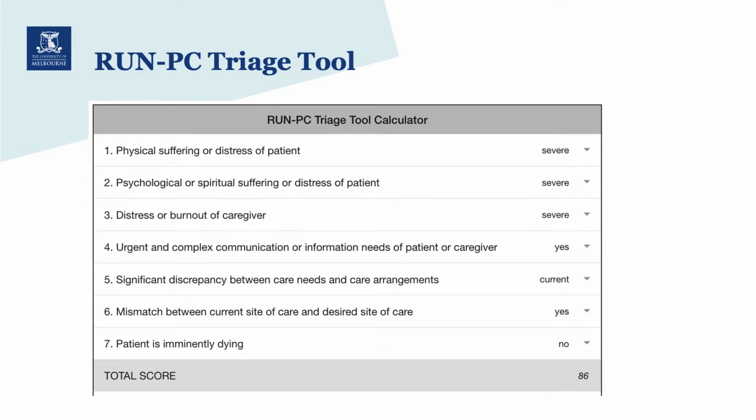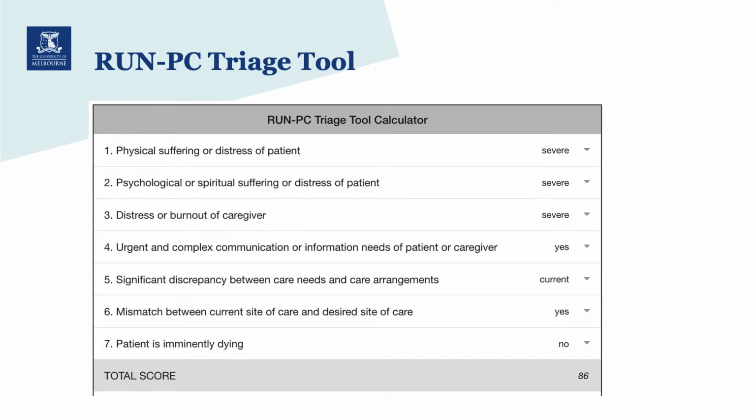So there's these concerns from him about the intent of the staff, and there's conflict between him and his daughter. So I would say a yes, that there needs some urgent counsel brought in here to help work through some of these issues. There's a current significant discrepancy between care needs and care arrangements.